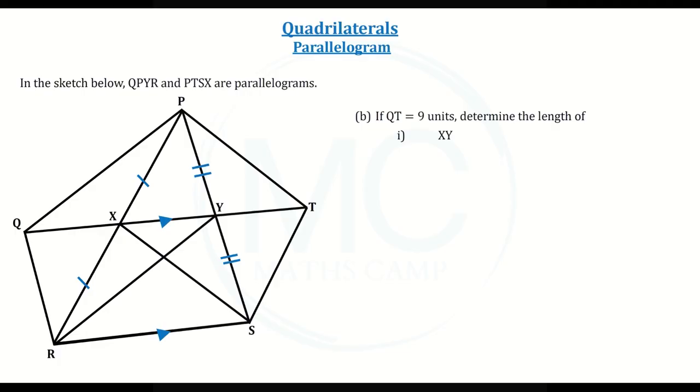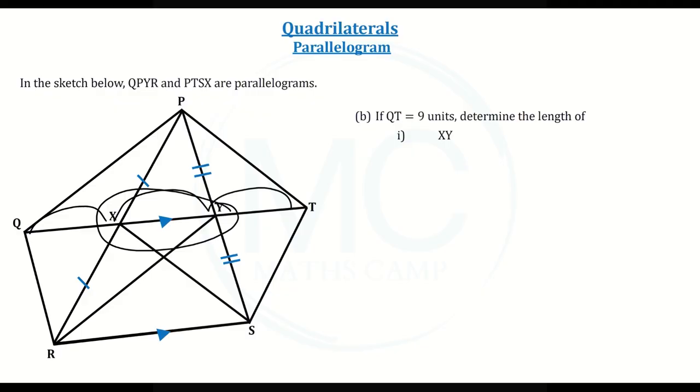Now QT is a very long line. It goes from Q to X, X to Y, and Y to T. The whole thing is 9 units long, and we need to find the length of this middle section over here. Parts of QT lie in both of our parallelograms. So let's break QT down into sections.